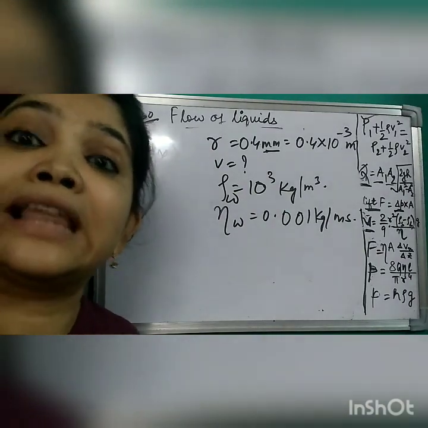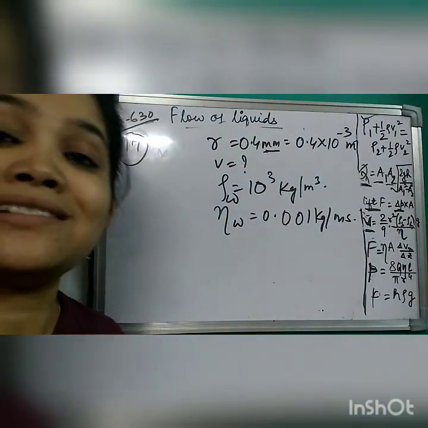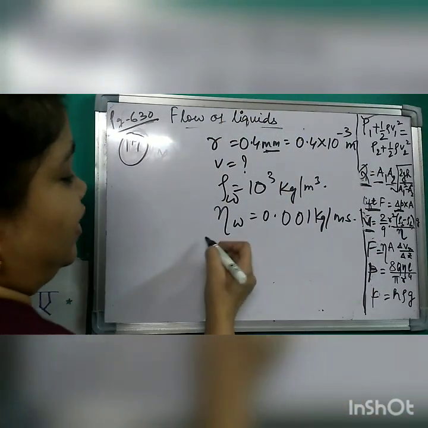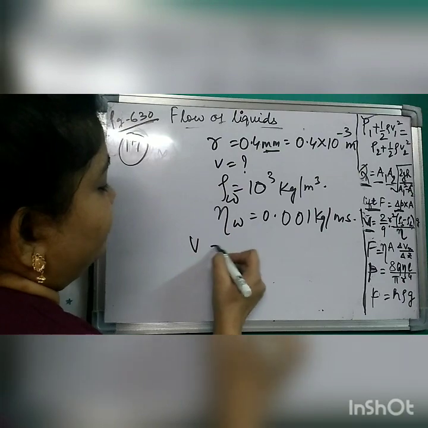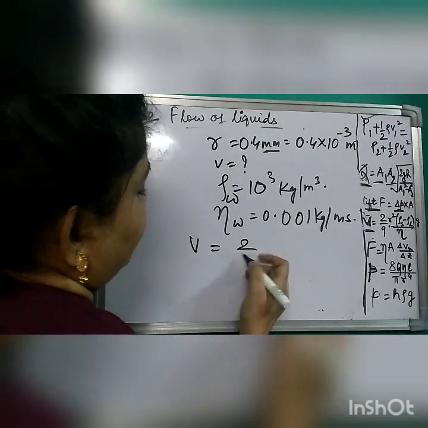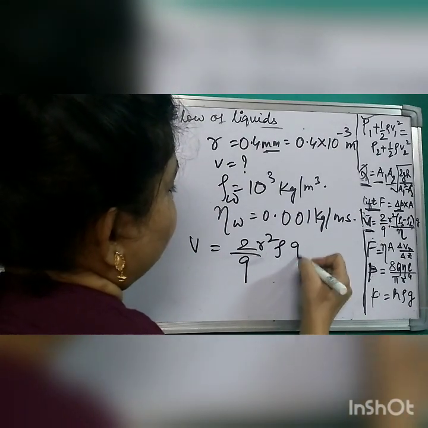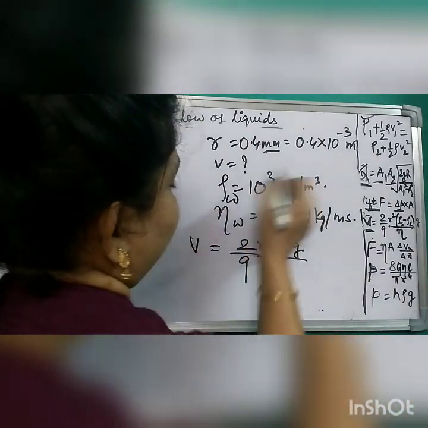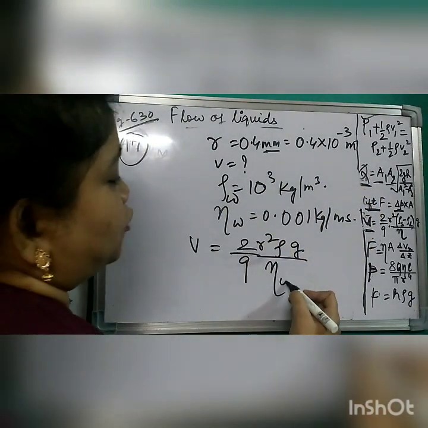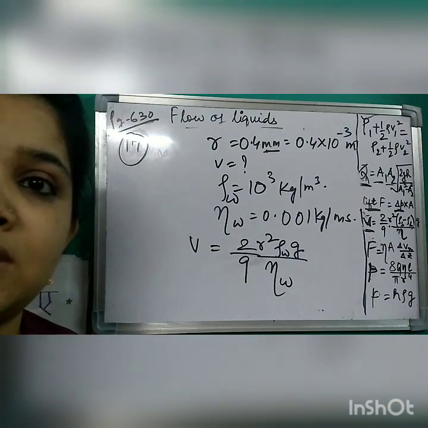Density of air is negligible. So here air is negligible. So one density is negligible. So if we neglect one density, what will our terminal velocity formula become? 2 by 9 r square rho g by eta, where rho and eta are of water and are given.